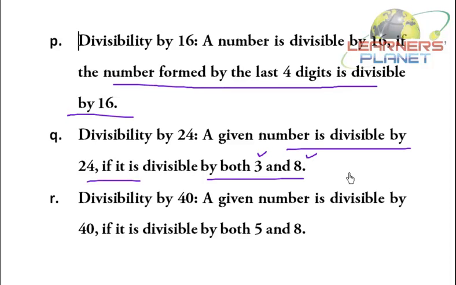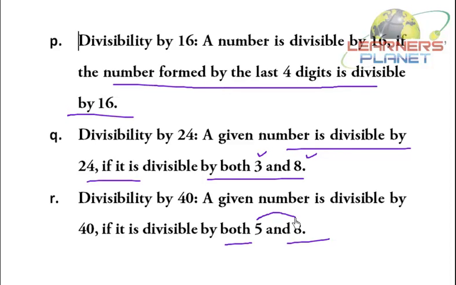Similarly, divisibility by 40. A given number is divisible by 40 if it is divisible by both 5 and 8. So 5 and 8, again, these are the factors of 40 which are co-prime to each other. Similarly, we can check whether the given number is divisible by 65, maybe 72, maybe any other number. In case of 65, we have to check whether the given number is divisible by 13 and 5 both as well. Here 13 and 5, both of them are factors of 65 which are co-prime to each other.